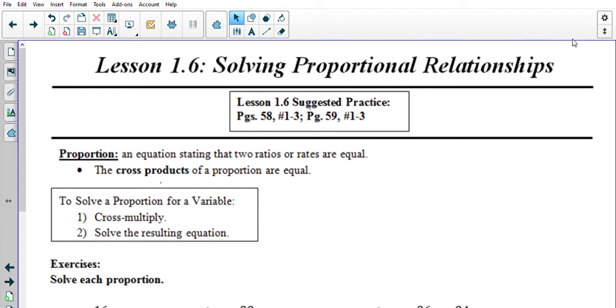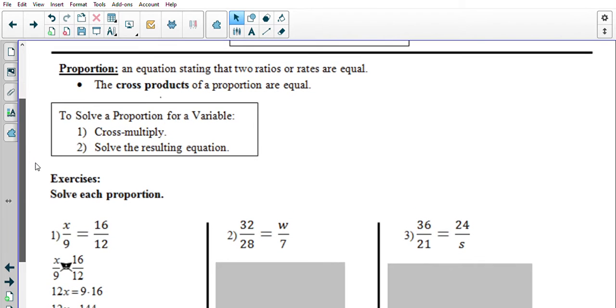Today's video will focus on the lesson 1.6 guided notes on solving proportional relationships. We've already worked with proportional relationships in our previous lessons, but now we're going to work specifically with proportions. A proportion is an equation stating that two ratios or rates are equal.